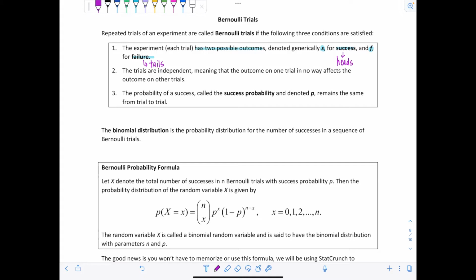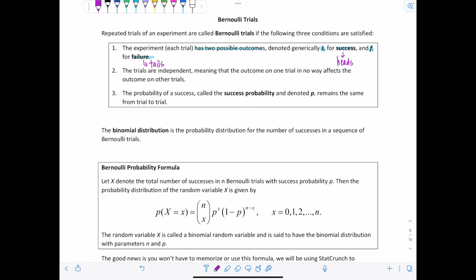And lastly, condition number 3 for a Bernoulli trial is that the probability of a success, which we usually denote with p, little lowercase p, remains the same from trial to trial. So again, back to our coin flipping example, the probability of a coin landing heads, we use 0.5. We're just going to assume it's a fair coin. And in every single trial, that probability is consistent. It's always 0.5. It's not changing from one trial to the next. So these are the three conditions that need to be satisfied for an experiment to count as a Bernoulli trial.